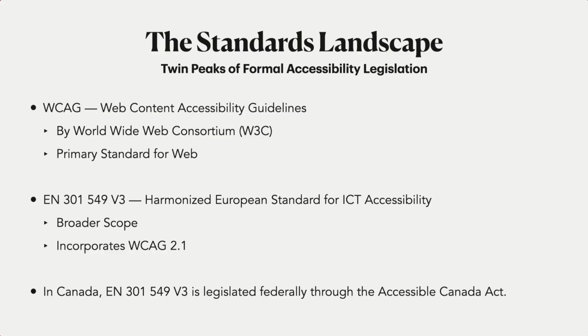In a Canadian context, Accessibility Canada has legislated the use of EN 301549v3 as the federal standard for accessibility through the Accessible Canada Act. This means federally regulated organizations in Canada are expected to meet these requirements. So even if you're not building something for the European market, this standard is directly relevant to work done here in Canada. We're going to spend most of our time looking at WCAG in detail, since it covers the most directly applicable standards for web developers, and then we'll cover what EN 301549v3 adds on top of that.